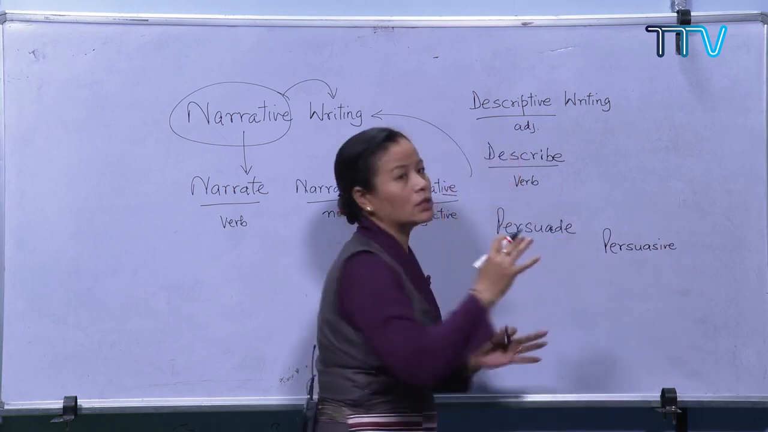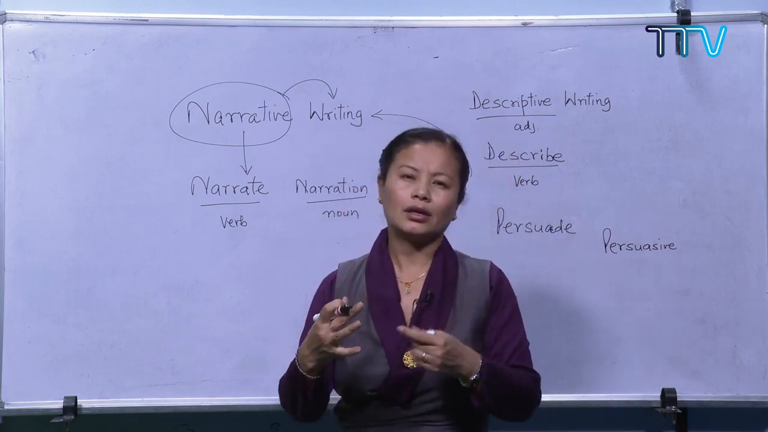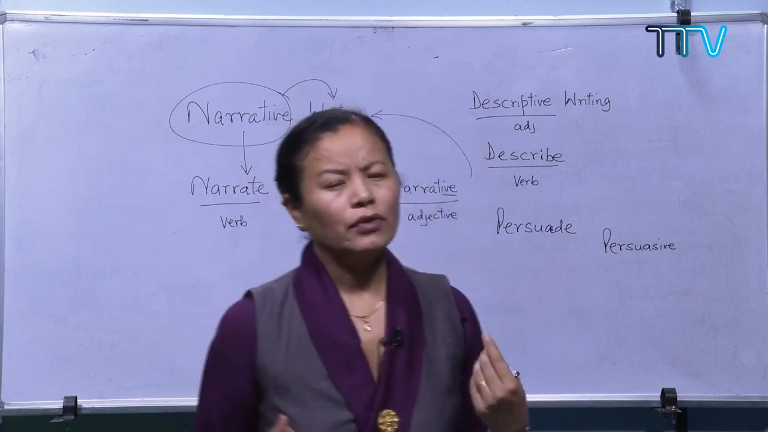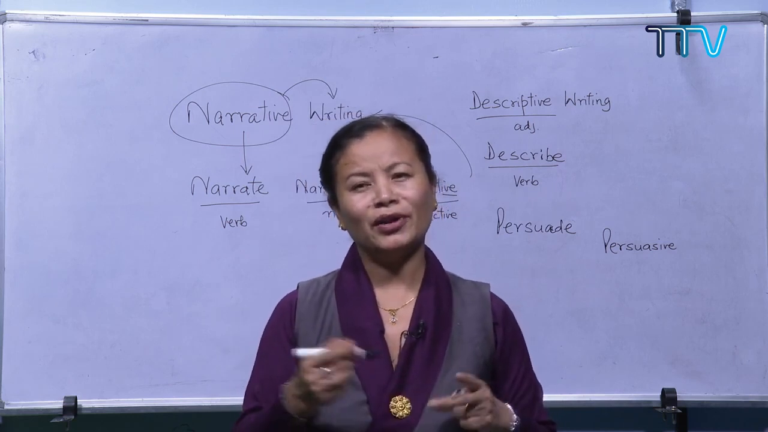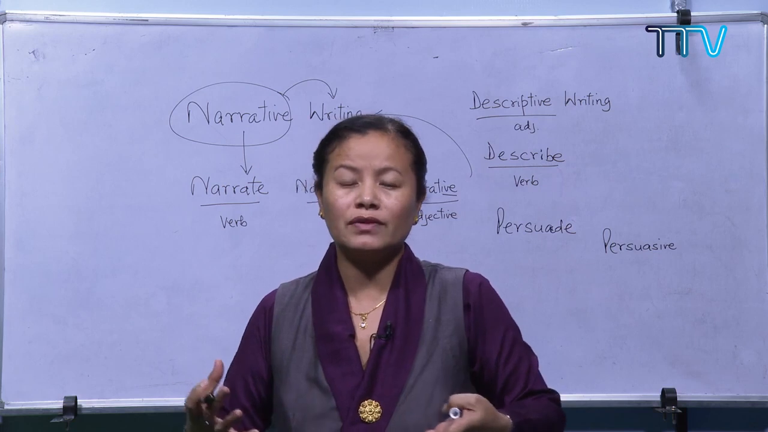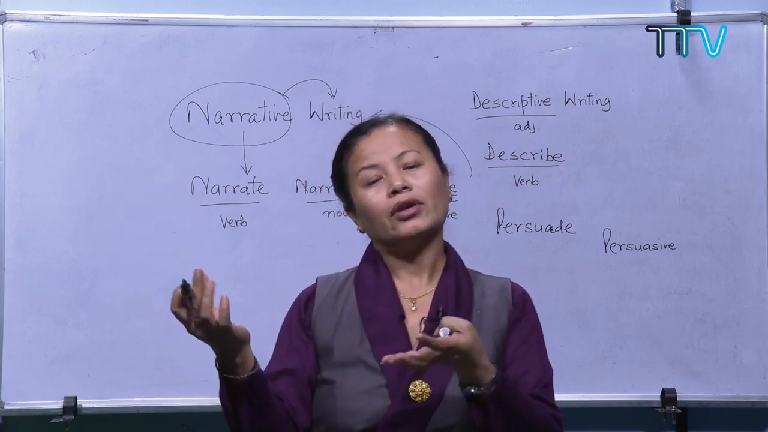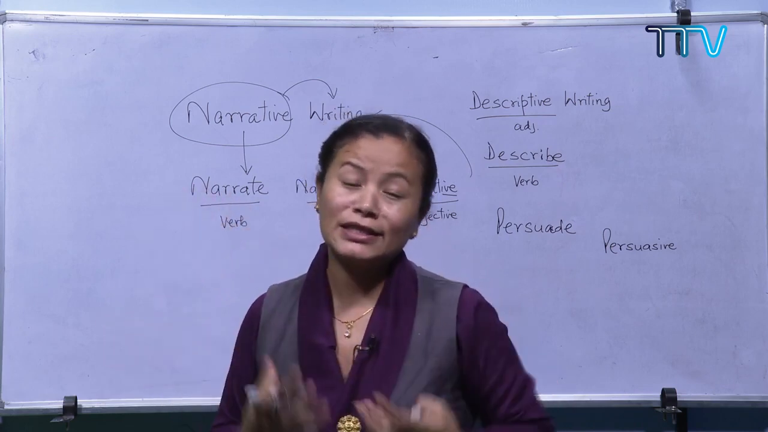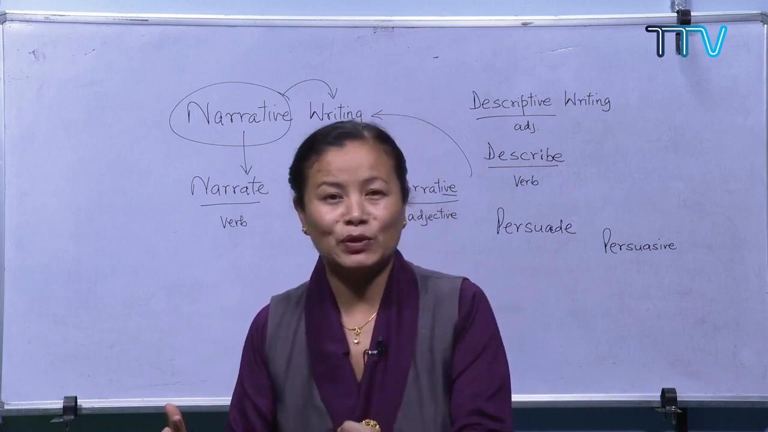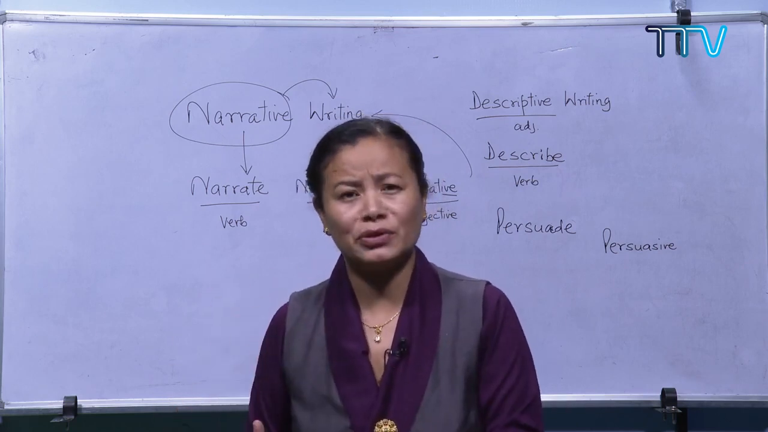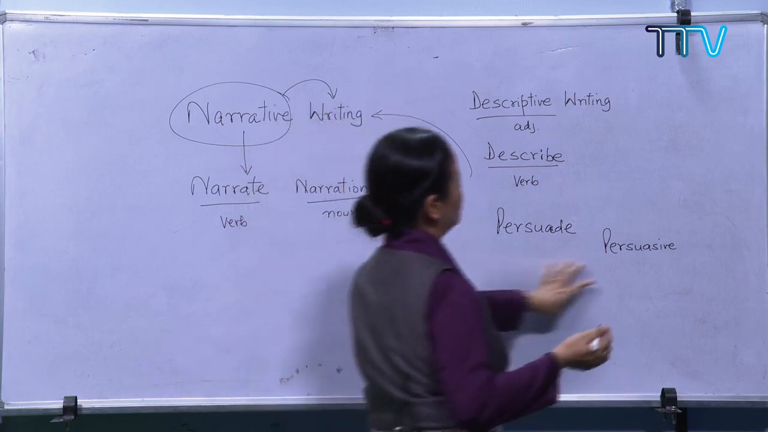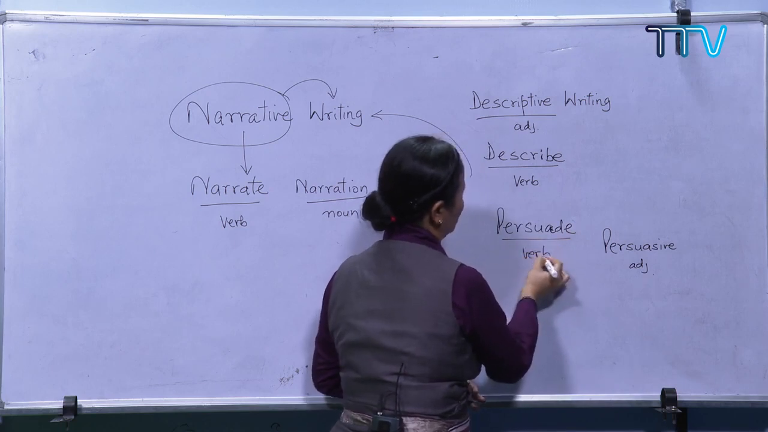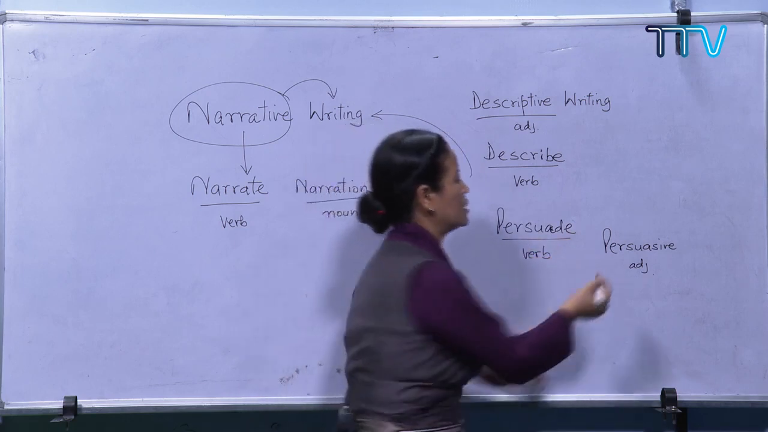To persuade someone is, in a way, to convince someone to do something. Like when you write an application, you are in a way giving some sort of proposal to your senior or your teacher, trying to make the other person listen to you. So you are persuading the person, trying to influence or convince the person. This type of writing is called persuasive writing. Again, persuasive is an adjective and persuade is a verb.